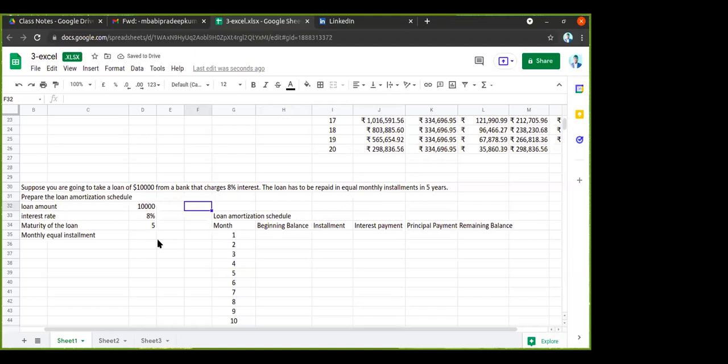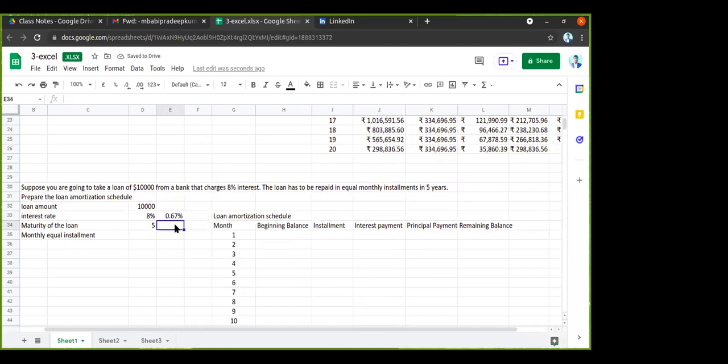Sir, is it okay now? Can I start now? Yes, please continue. In the question, it is mentioned that the loan amount is 10,000, and the yearly interest rate is 8%. As we are making payments monthly, we need to convert it into a monthly interest rate. So dividing the interest rate of 8% by 12 months gives the monthly interest rate.